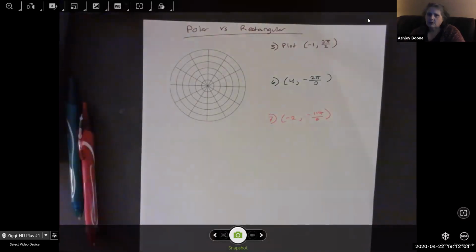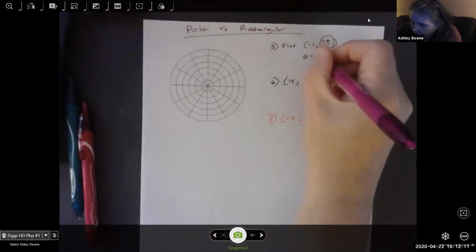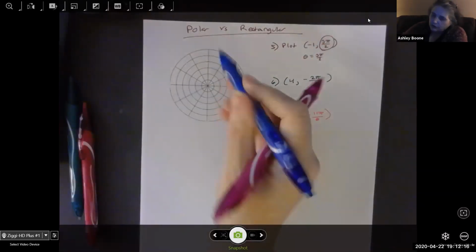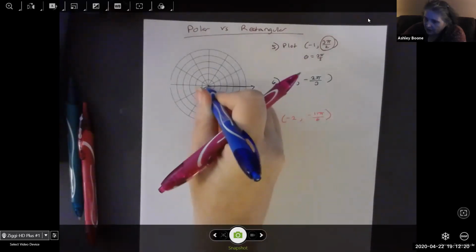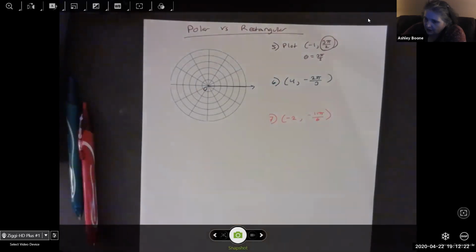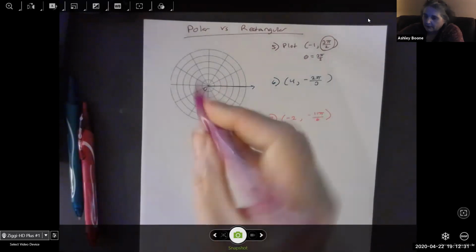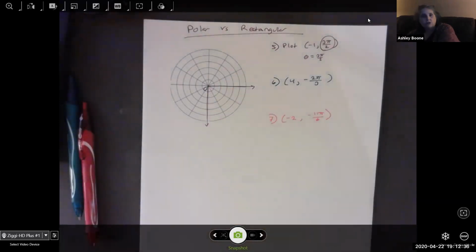The first one, we want to plot the point -1, 3 pi over 2. So our direction, our angle is 3 pi over 2. So if you start on your polar axis, so right here's our polar axis, and there's our origin, our pole, the point 0. If we go 3 pi over 2, well, up here's pi over 2, pi, 3 pi over 2. This is the terminating side right here for 3 pi over 2.